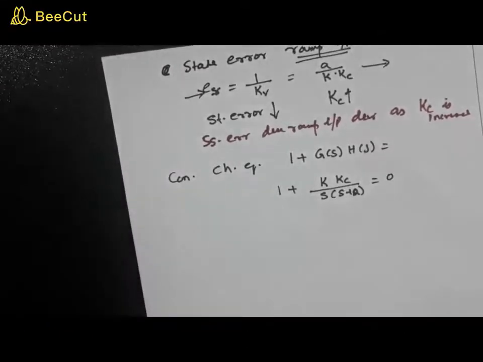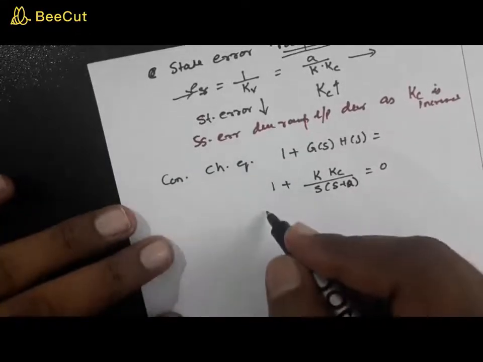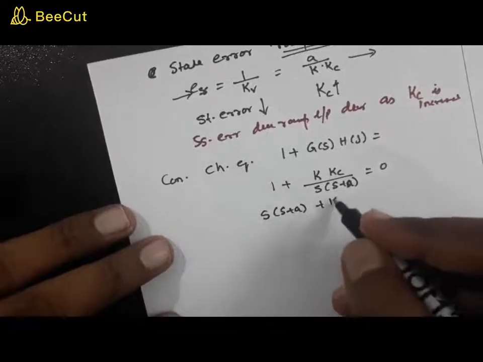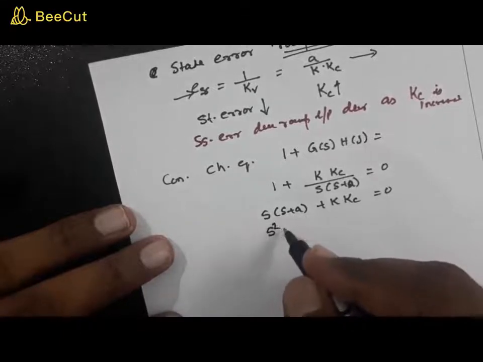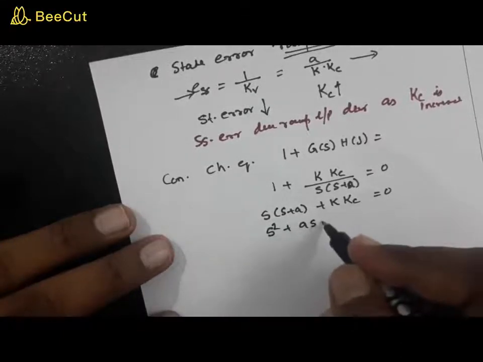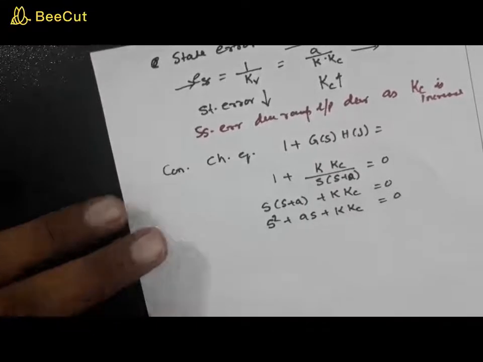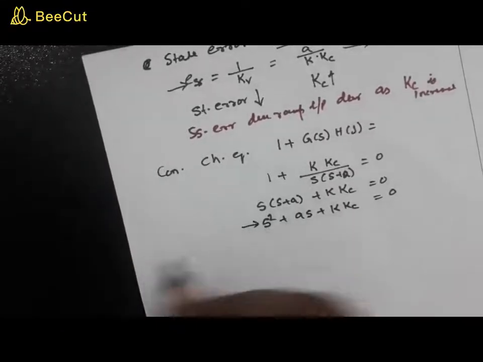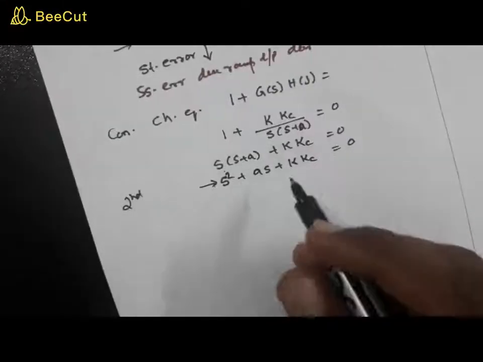Okay, so now you can manipulate this. So this will be s into (s plus a) plus K into Kc is equal to 0, or this is equal to s square plus as plus K into Kc is equal to 0, right? So this is actually the characteristic equation of a second order system, because it has a highest order of two.